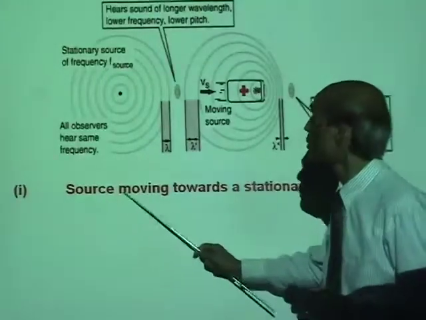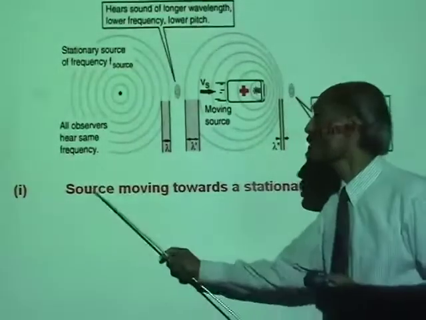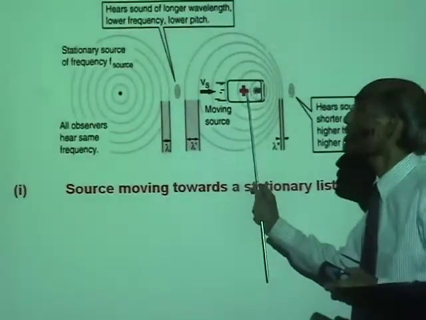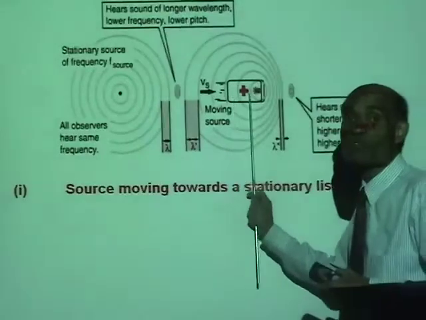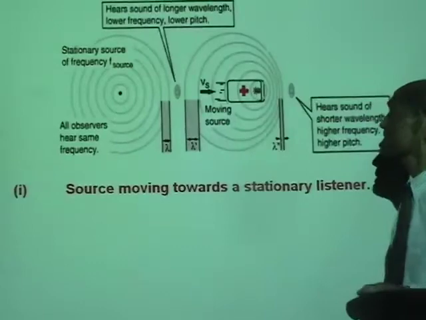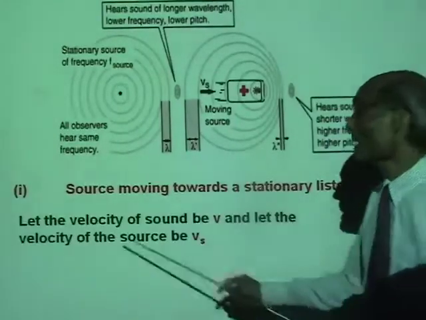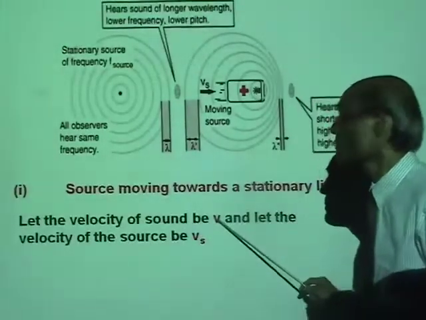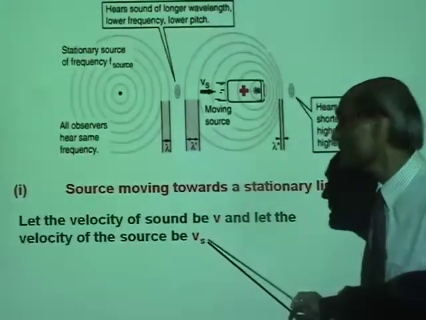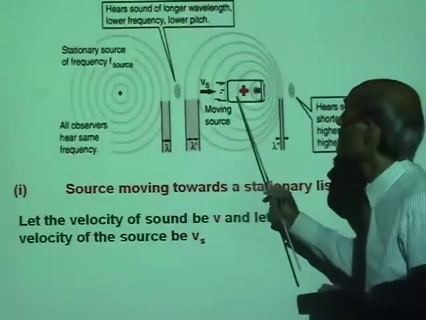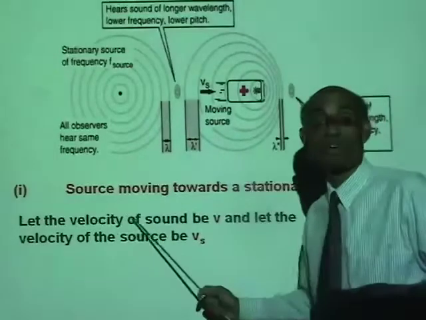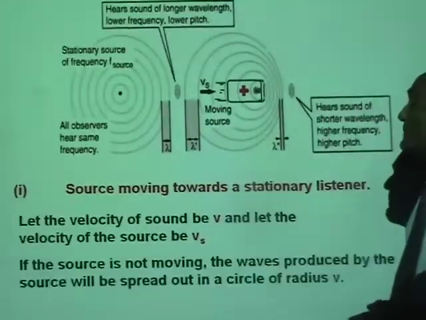So here we have a source. Let's talk about the source moving towards a stationary listener. That means we are now going to concentrate on the ambulance moving towards this listener. Source moving towards a stationary listener. Let the velocity of the sound be v, and the velocity of the source be v sub s. So the velocity of the ambulance is v sub s, and of course the velocity of the sound is v.